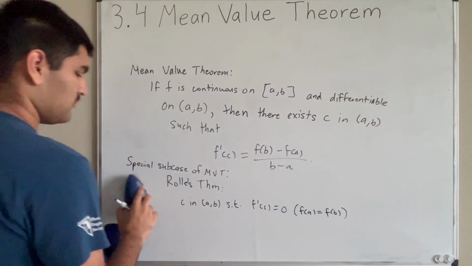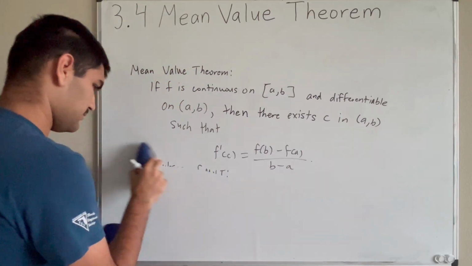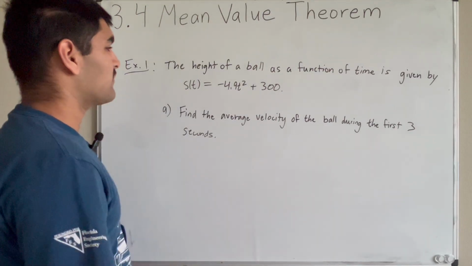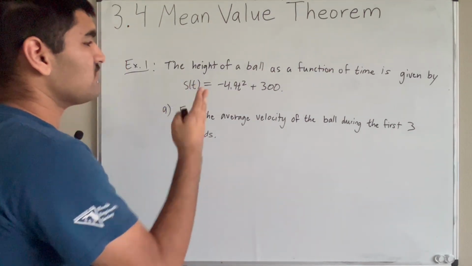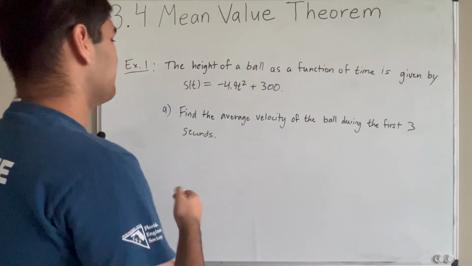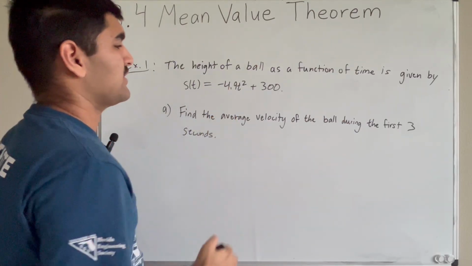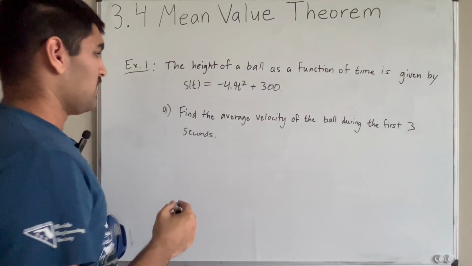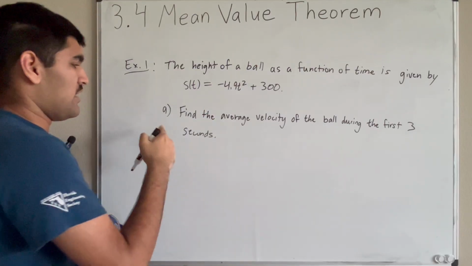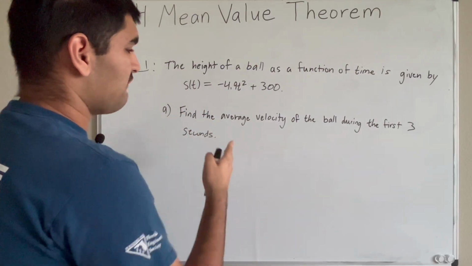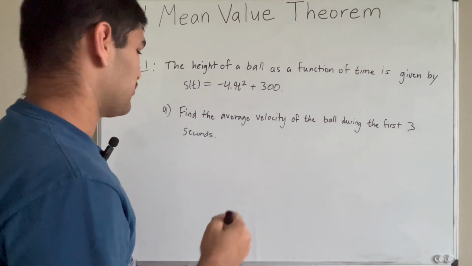All right, so now let's move on to some examples. This is our first example. We have the height of a ball as a function of time given by s of t equals negative 4.9 t squared plus 300, and t is in seconds. Part A is asking us to find the average velocity of the ball during the first 3 seconds.